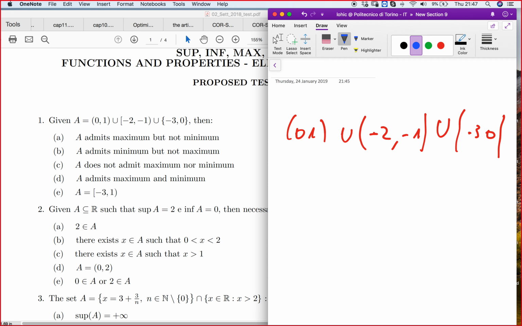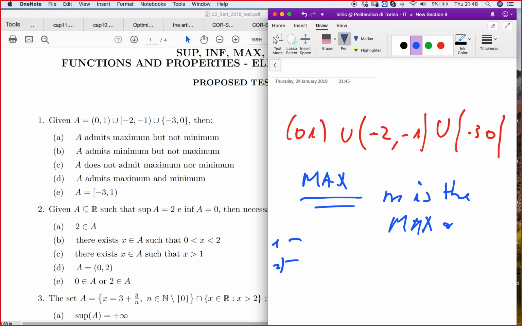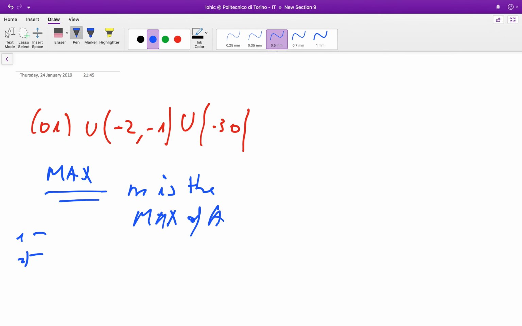So what is the maximum of a set? When I give a set, what is the maximum element? To be the maximum element of a set, you should satisfy two conditions. I will say that the number M is the maximum of the set A if M satisfies two conditions. Is that clear?